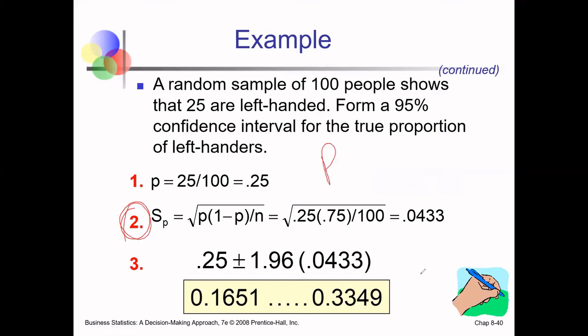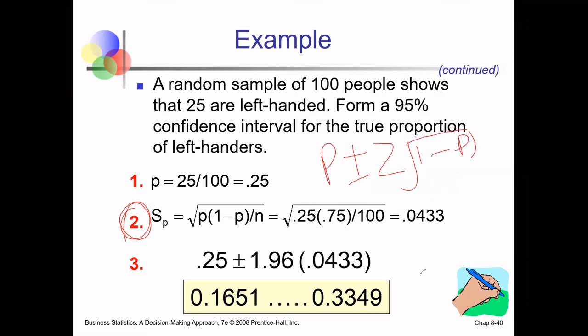We have the formula p plus or minus z square root of p into 1 minus p, divided by n. Just put the values and you will get the result. The interpretation of the population proportion confidence interval will be explained in percentage. So we can say that 16.5% to 33.49% chances for the left-handed, with a 95% confidence interval.